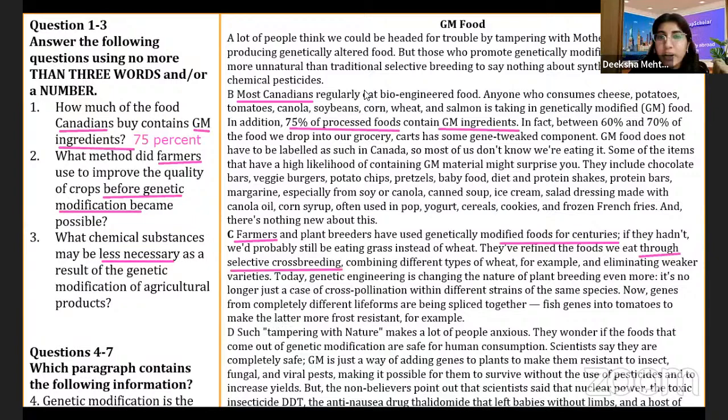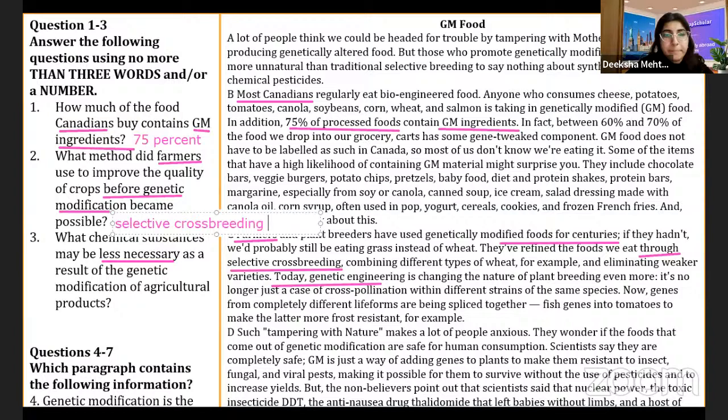I don't know, somebody said pollination. I don't know where you picked it from. See, the next line is saying today, genetic engineering. It's no longer just a case of cross-pollination. But the previous sentence is telling you that farmers used to do selective crossbreeding, before genetic modification. Okay, the name of the method. All right, so my second answer is selective crossbreeding.